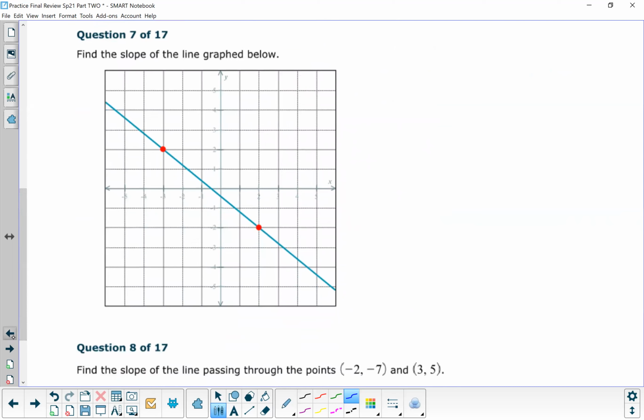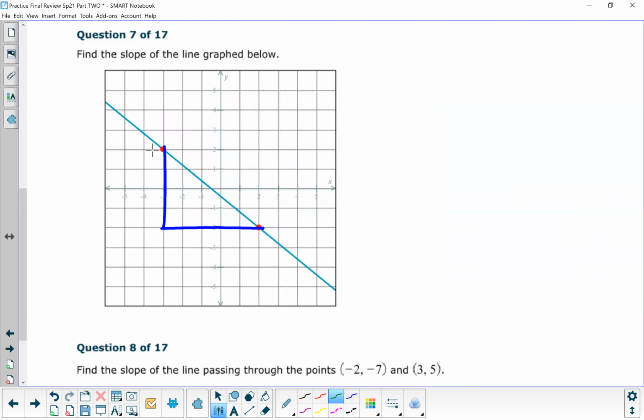All right, find the slope of the line graph below. So the easiest thing to do is just to count the slope here. So I can see I have a vertical distance and a horizontal distance between these 2 points.